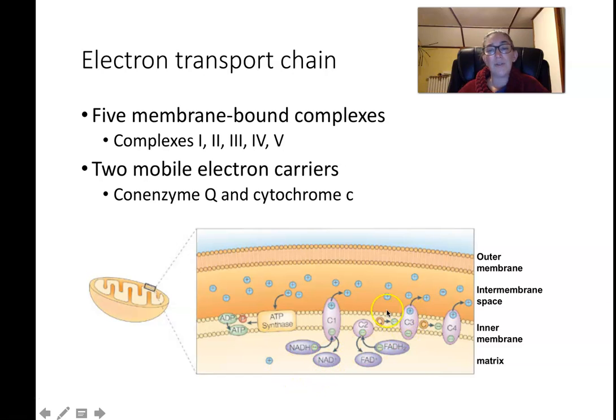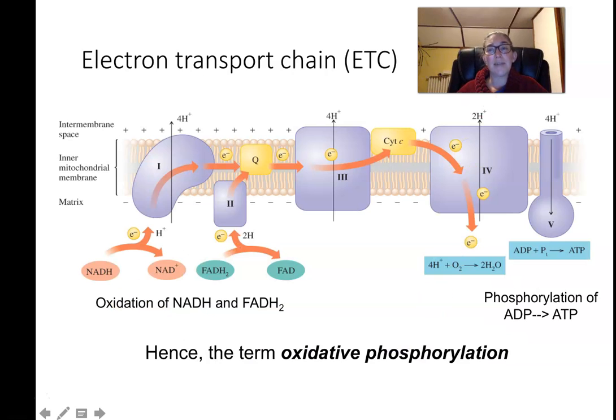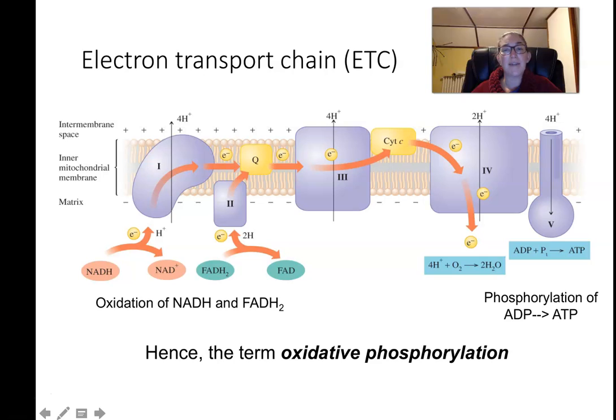There's also 2 mobile carriers. So there's coenzyme Q and cytochrome C, which are also part of the electron transport chain. So this image from your textbook I really like. It's very comprehensive, and this is a good visual of what's happening in the electron transport chain.